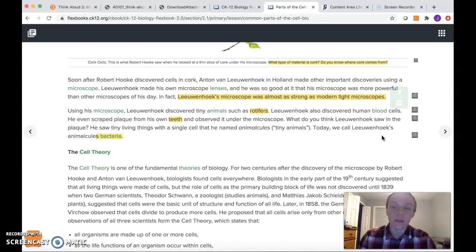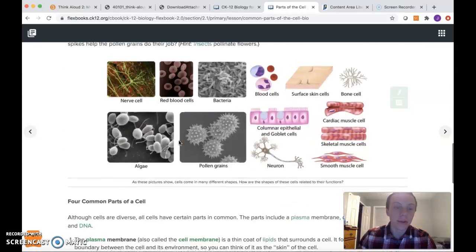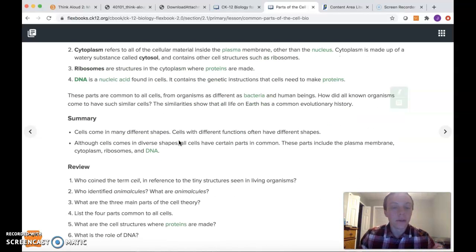And now moving into this next part, you're going to read about the cell theory, about cell diversity, and about the 4 common parts of a cell. And you're going to take your own notes and make your own annotations that respond to this text. And if you want to, there's also a summary section and review questions that you can look at to identify if you're understanding this text.